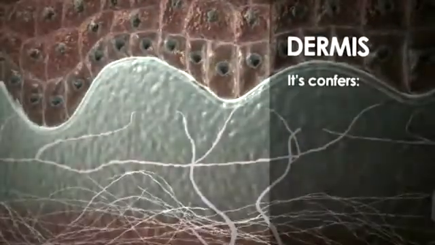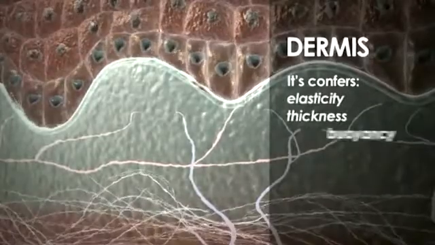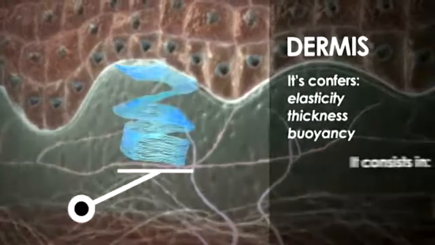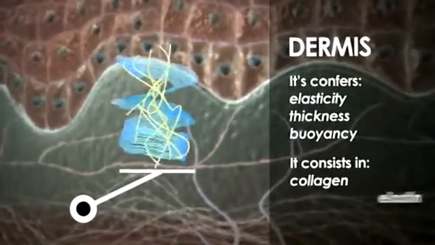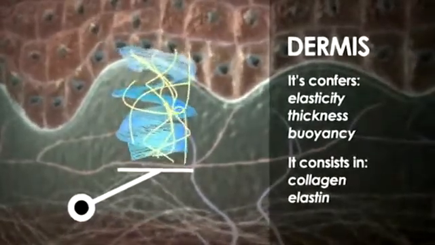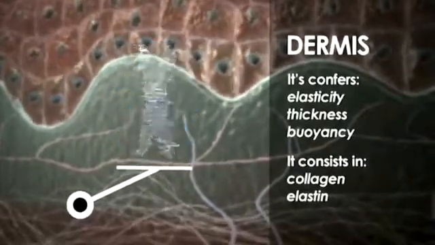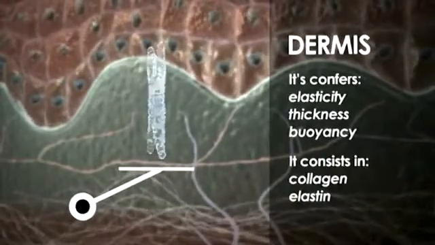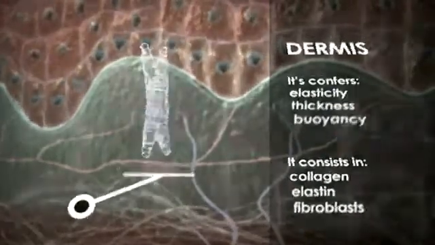The dermis confers elasticity, thickness, and buoyancy to the skin thanks to its microarchitecture composed of a fibrous texture mainly consisting of collagen and elastin immersed in an amorphous hyaluronic acid-based structure. These fibrous and amorphous structures of the dermis are synthesized by specific cells called fibroblasts.